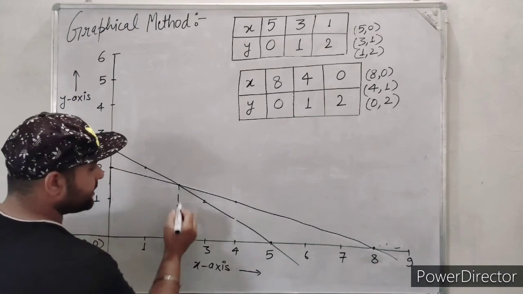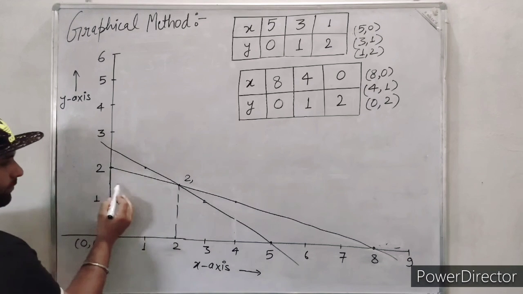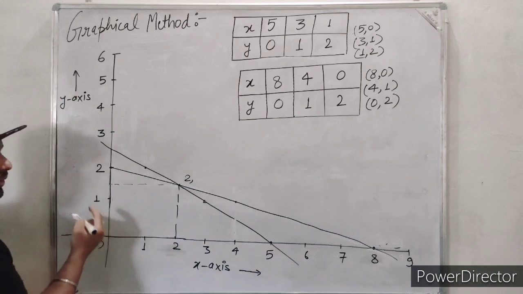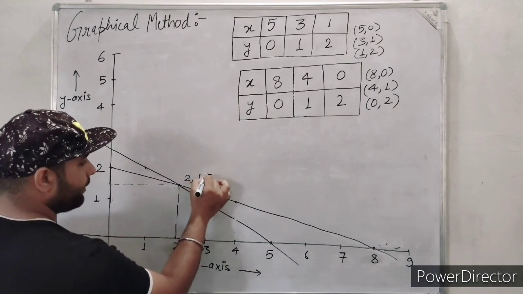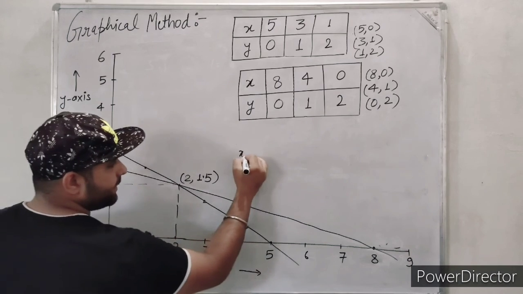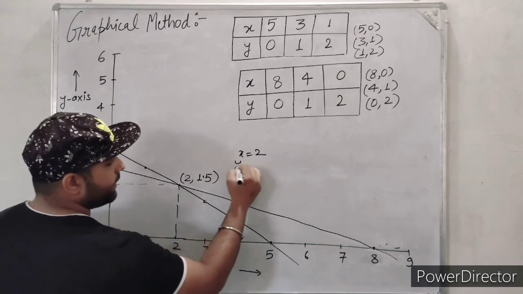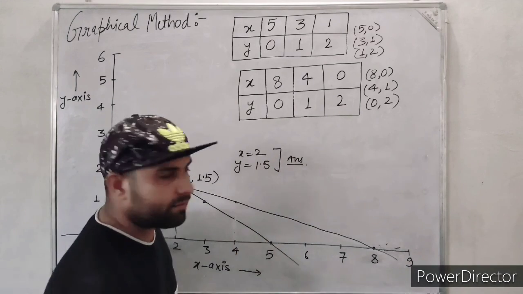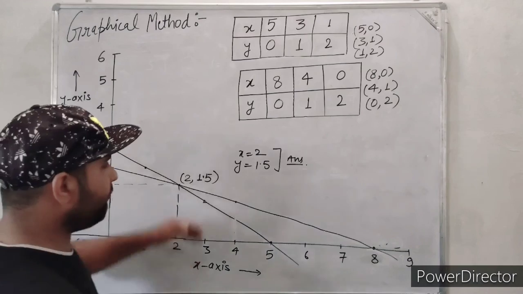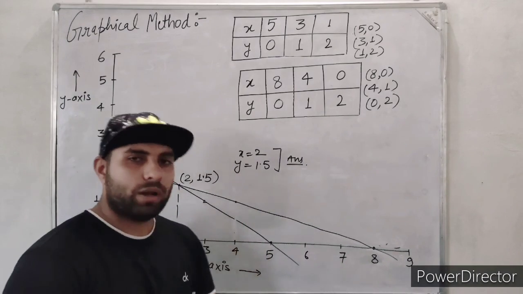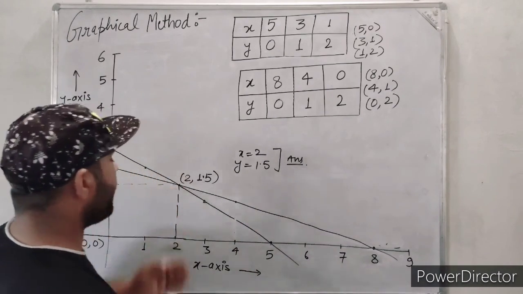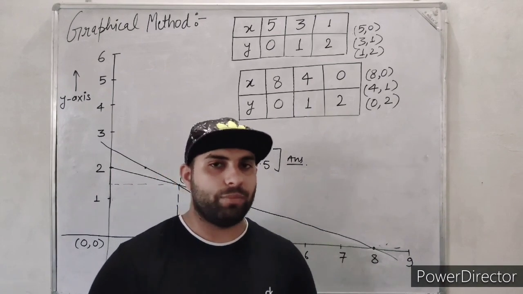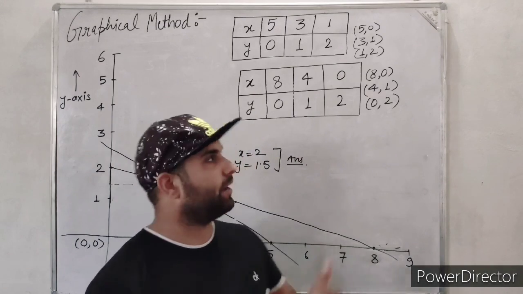So the abscissa may be 2 and it lies between 1 and 2. It may be 1.5. So the x is 2 and y is 1.5. This is our answer. This is our solution. So the value of x is 2 and the value of y will be 1.5. So the point of intersection of two straight lines is your solution. So that's how we'll make a graph by a graphical method.